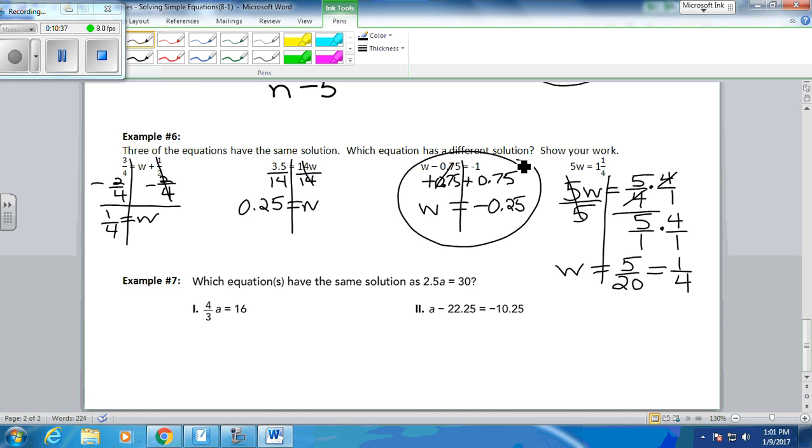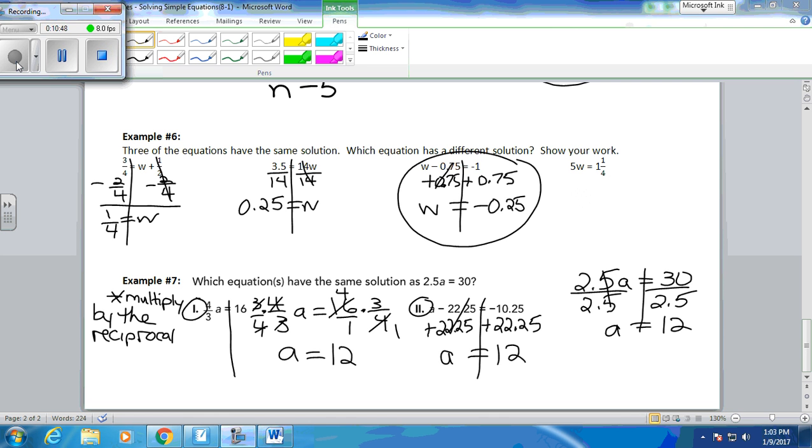And then the last one is saying which equations have the same solution as 2 and 5/10 equals 30. So you really have to calculate 3 different equations. Go ahead. All right, I got that both equations are equivalent to the 2 and 5/10 equals 30.